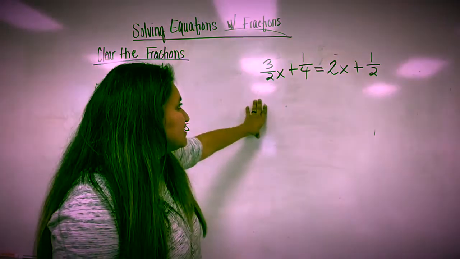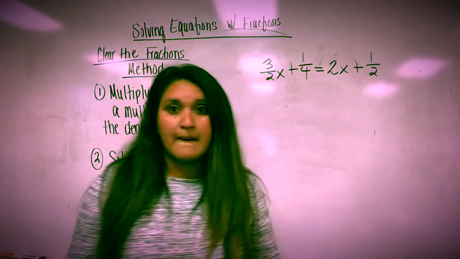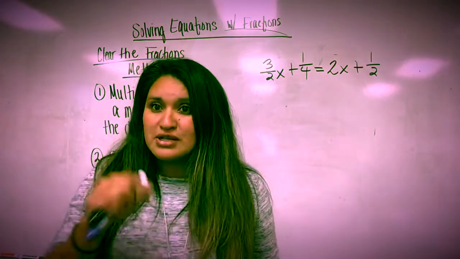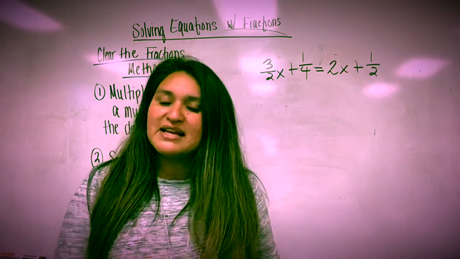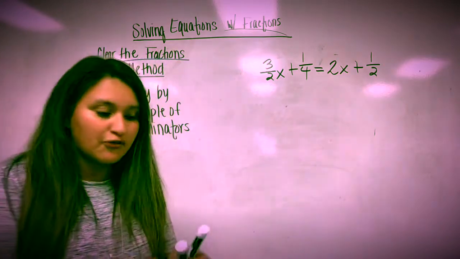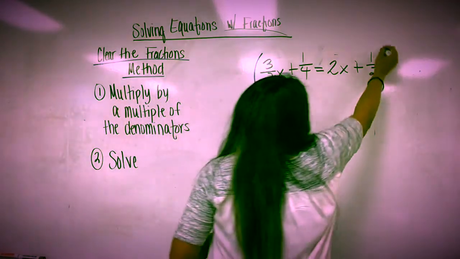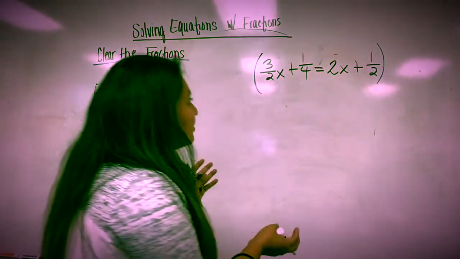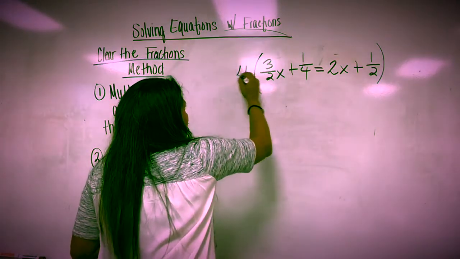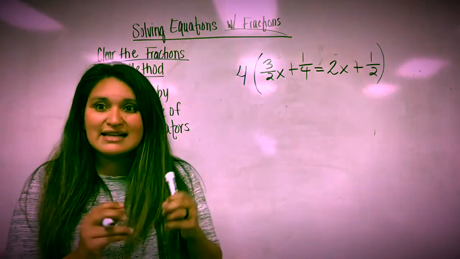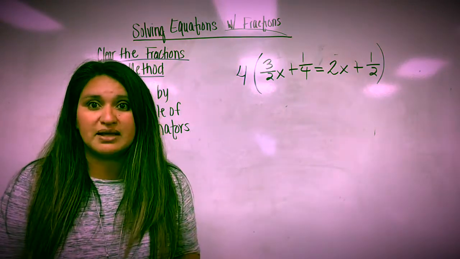So I'm going to look at my denominators. My denominators are 2, 4, and 2. Well, I know that 2 times 2 is 4, and 4 times 1 is 4. That means that these denominators have the number 4 in common. So I'm going to put parentheses around the entire equation, and I'm going to multiply everything by the number 4, because that is the multiple that these denominators have in common.